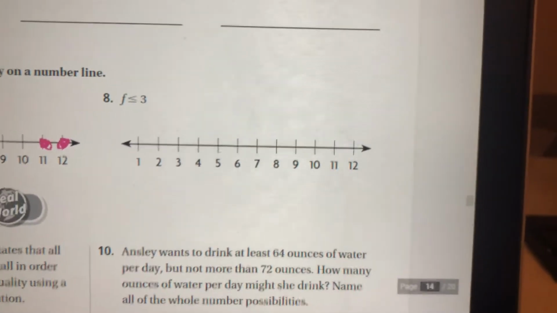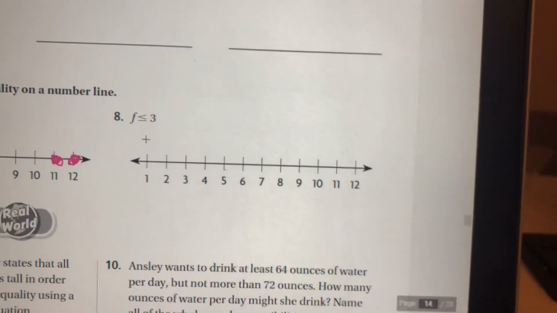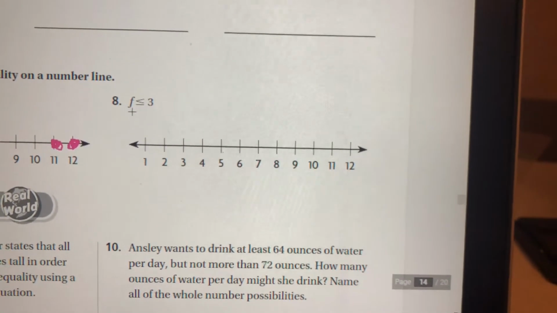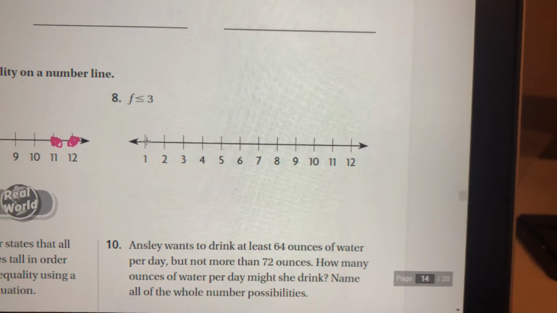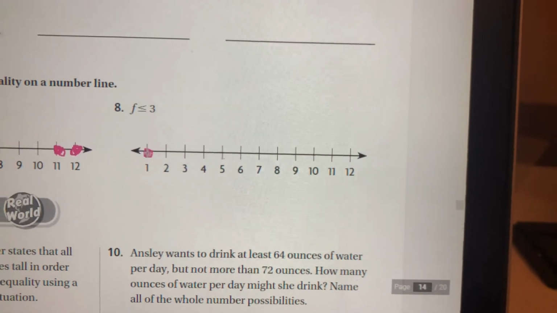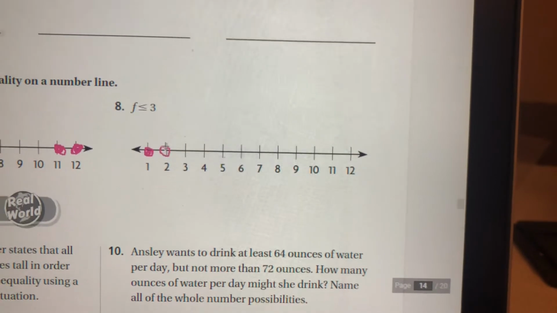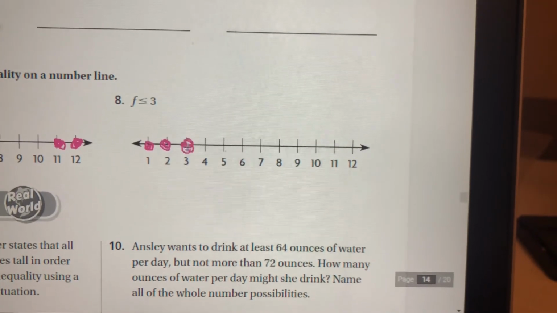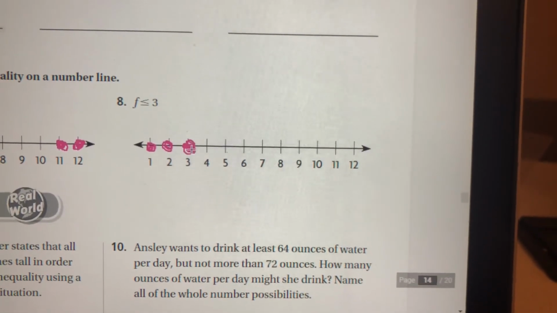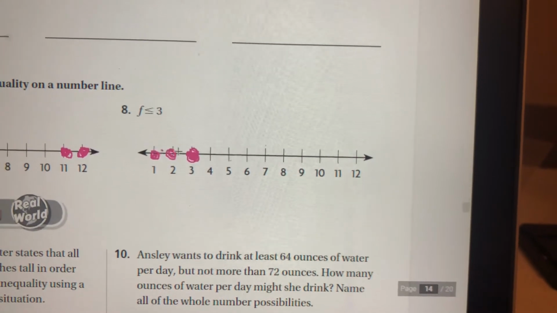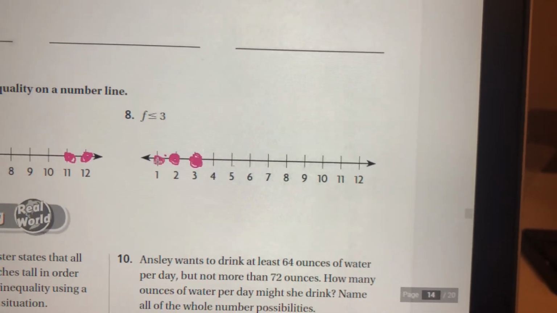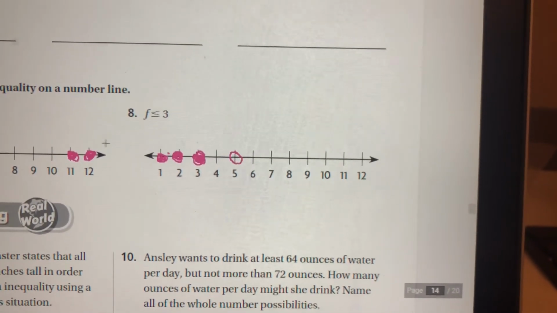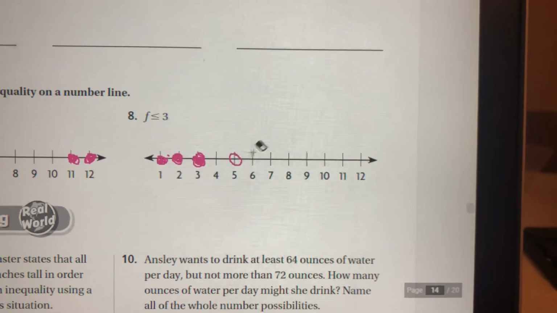For number 8, same thing. However, now we're gonna pick numbers that make this true in the sense that anything less than 3 or equal to 3. So we're gonna pick 1 because 1 is less than 3. We're gonna pick 2, it's also less than 3. And we're gonna pick 3 because 3 is equal to itself, right? And we'll pretend that this is a perfectly shaded circle. Okay, make sure you shade them in. Don't leave them blank like this because that's showing that it's not a solution. Okay, the difference. So for now we're working with the shaded circles.